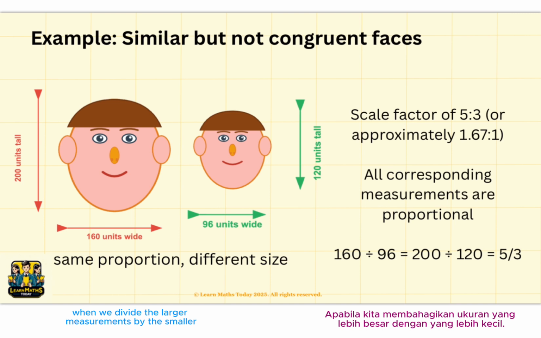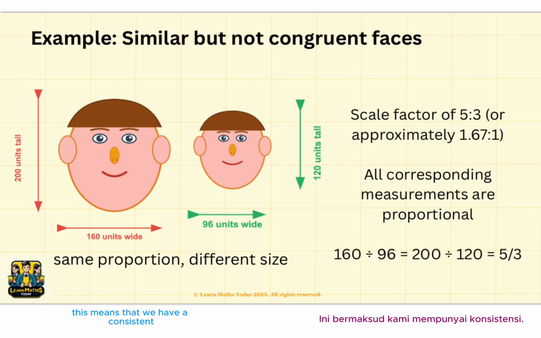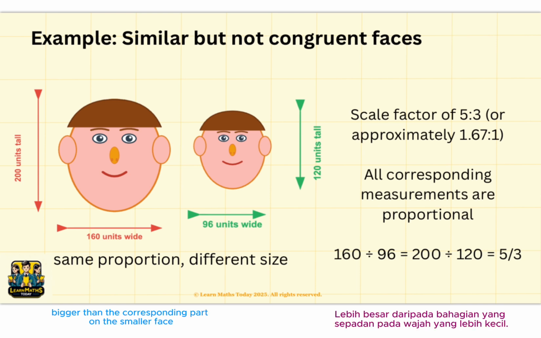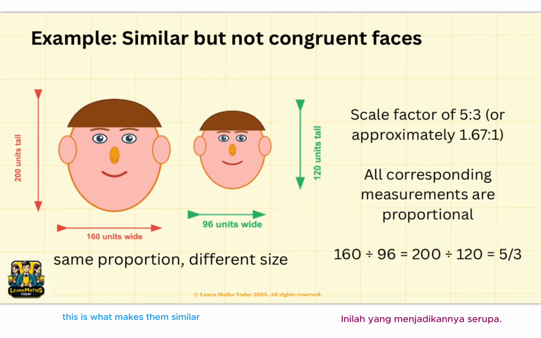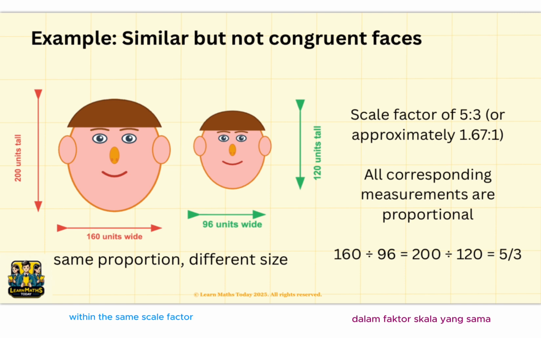When we divide the larger measurements by the smaller ones, 160 divided by 96 is equal to 5 over 3, and 200 divided by 120 is also equal to 5 over 3. This means that we have a consistent scale factor of 5:3, or approximately 1.67 to 1. Every part of the larger face, the eyes, the nose, the mouth, the ears, is exactly 1.67 times bigger than the corresponding part on the smaller face. This is what makes them similar. All corresponding angles are equal, and all corresponding sides are proportional with the same scale factor.